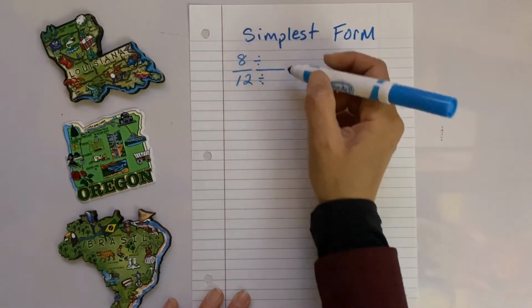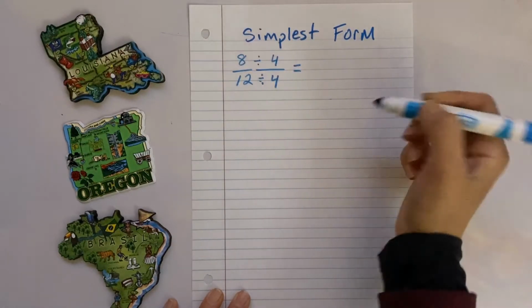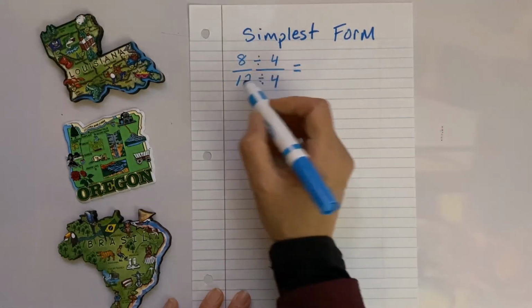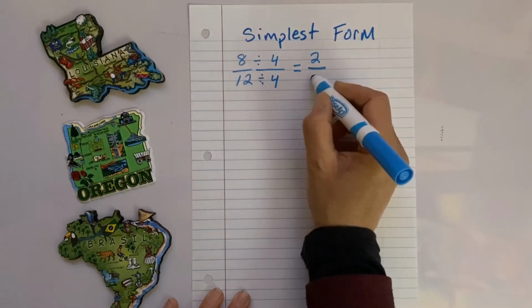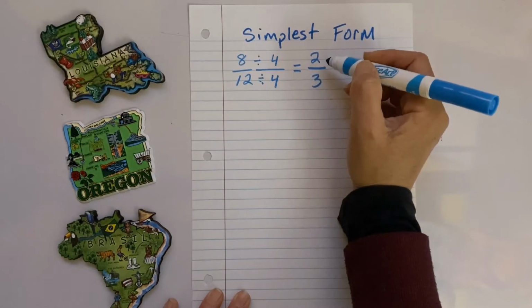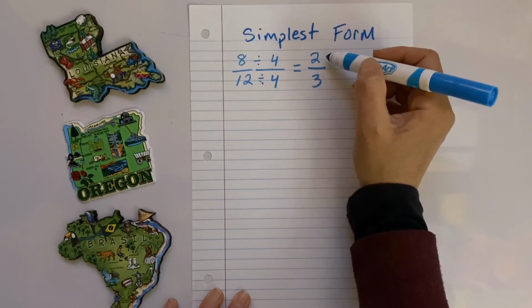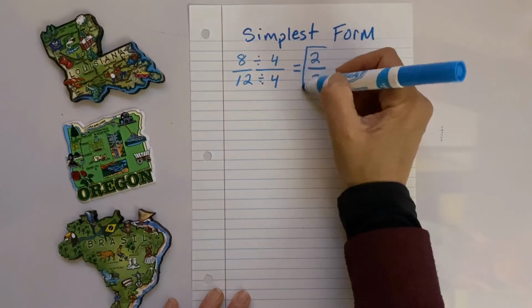Eventually you don't have to write this step, you will do it in your head, but for now you want to make it very organized to show your thought process. So 8 divided by 4 is 2, 12 divided by 4 is 3, and there is nothing else I can divide this by. I can't divide 2 by something that I can also divide 3 by, so that is your simplest form.